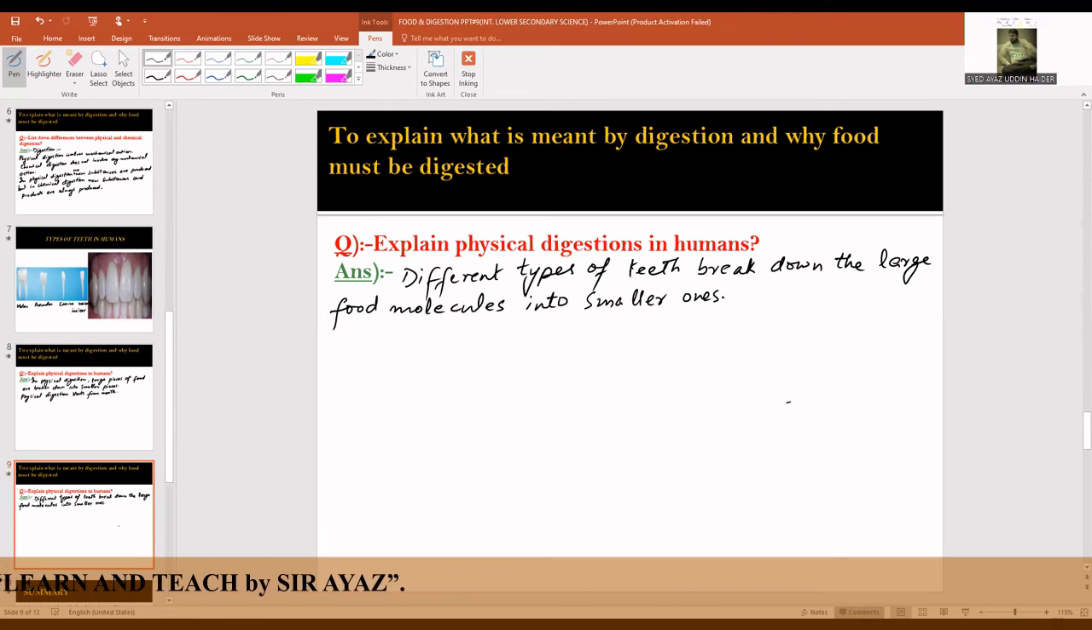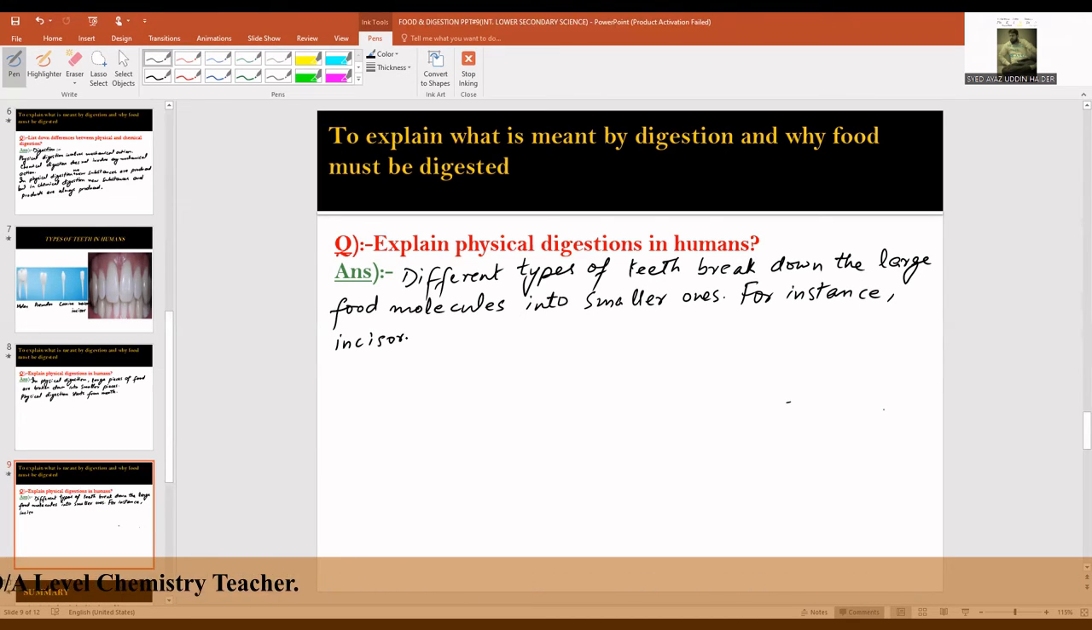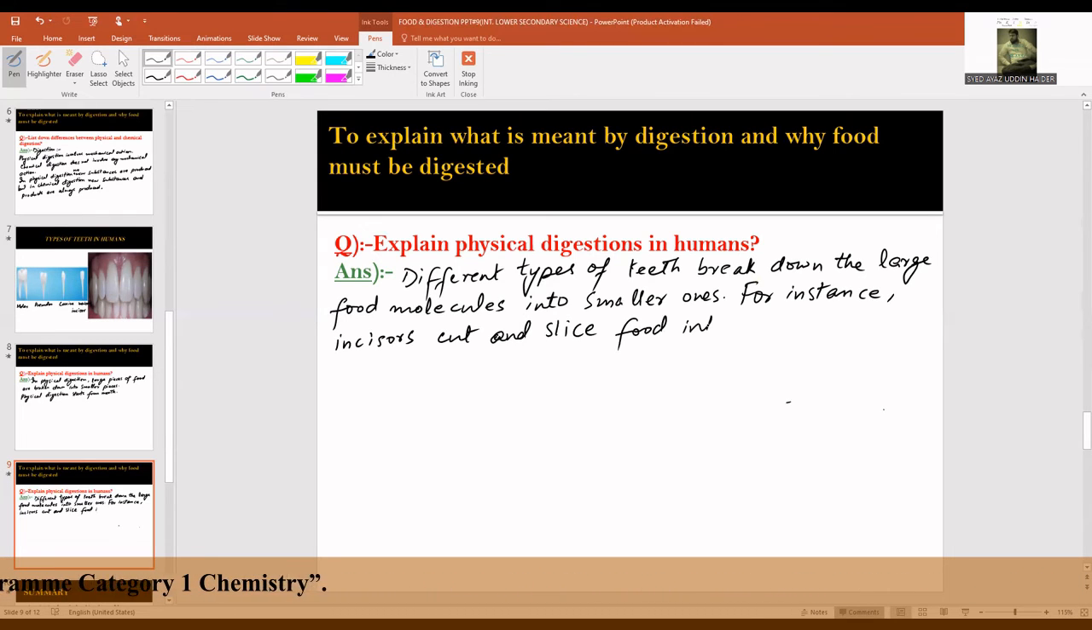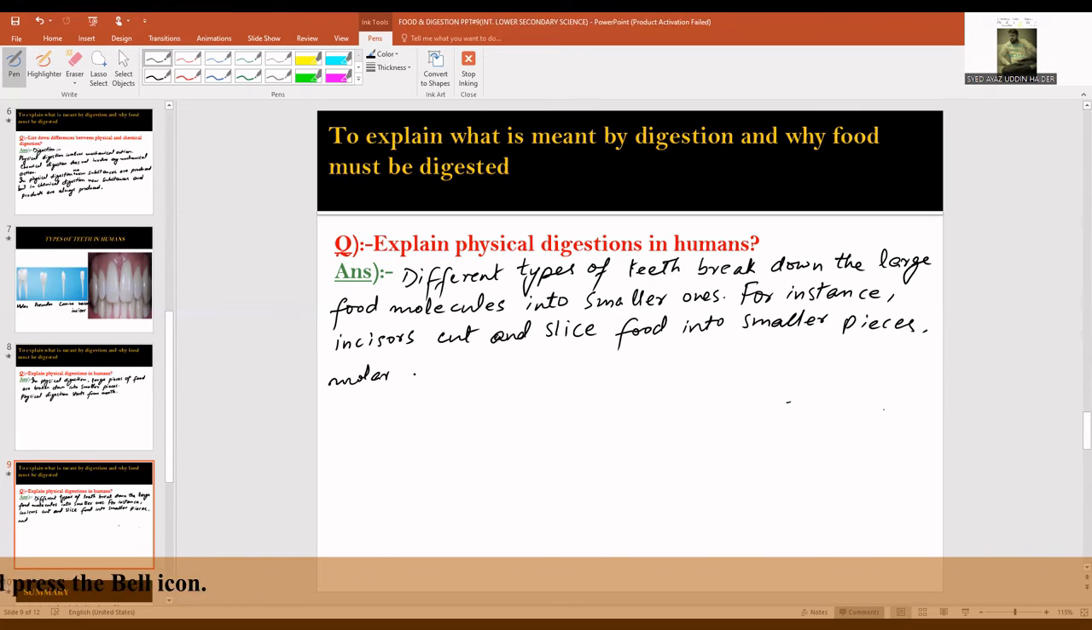For instance, incisors cut and slice food into smaller pieces, molars grind and crush small pieces of food, and canines tear the food, etc.